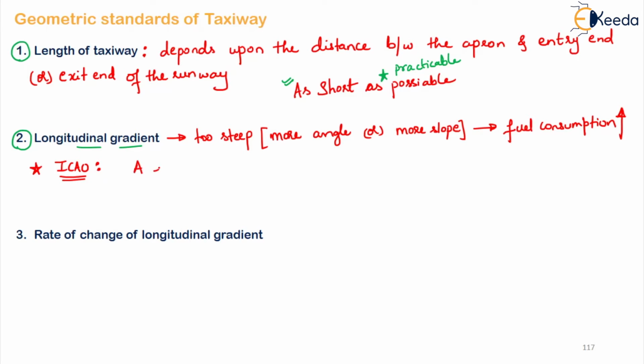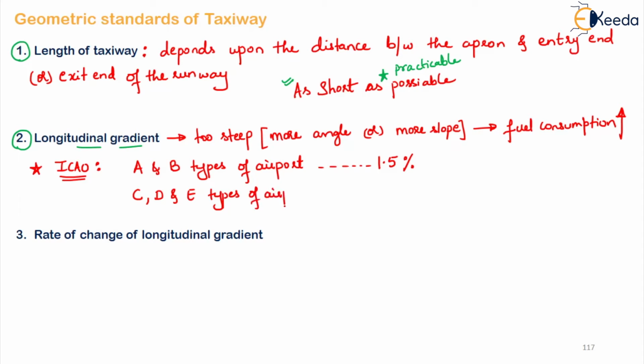If you are going for A and B types of airport, the longitudinal gradient should be 1.5%, and if you are going for C, D and E types of airport, then your longitudinal gradient should be around 3%.